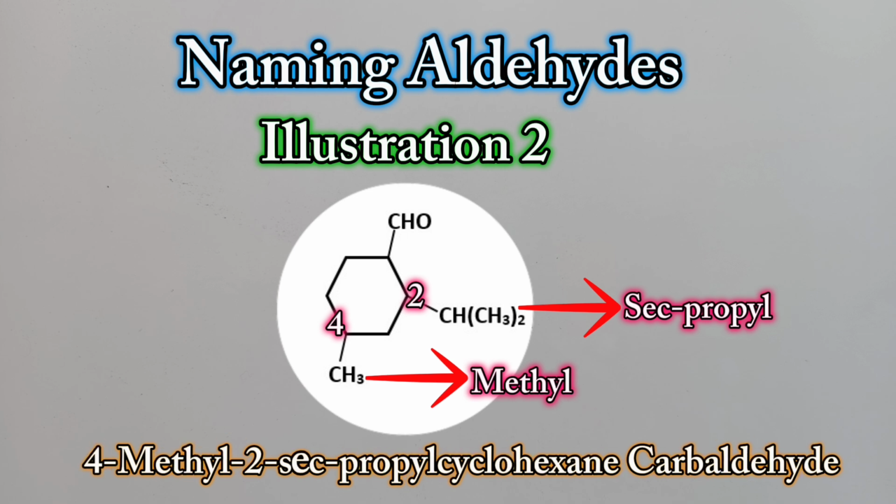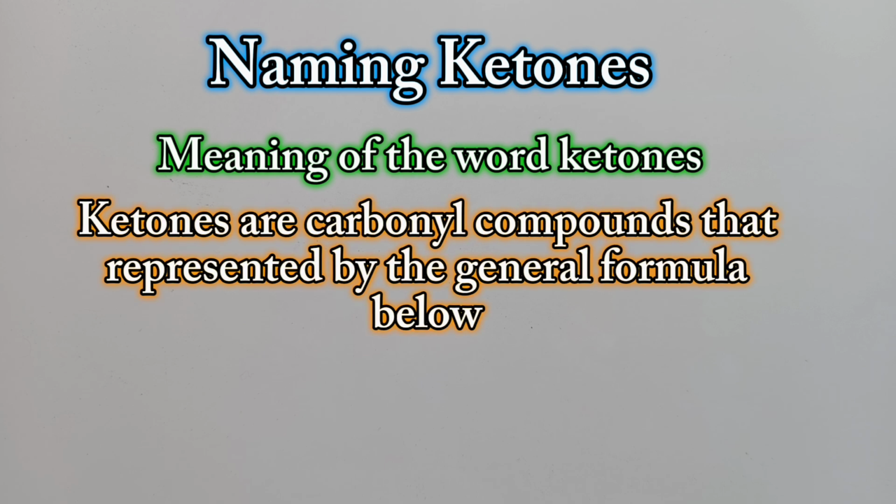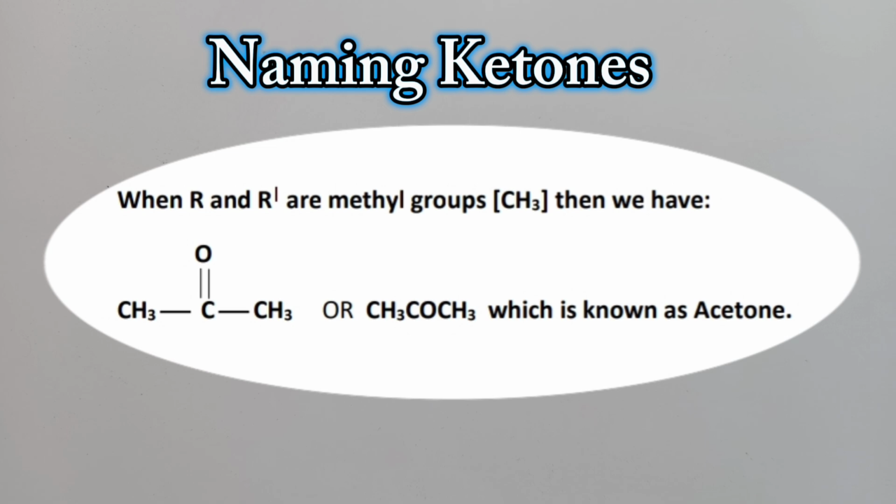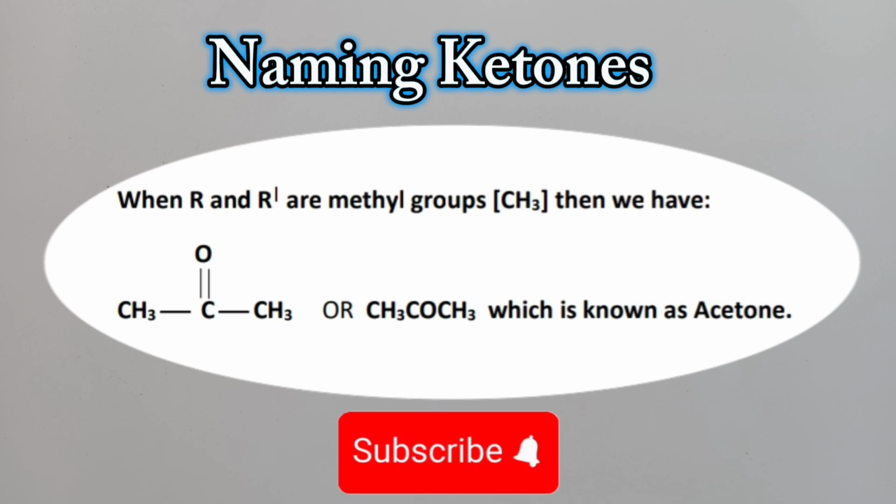Let us go to the second part of our presentation, which is nomenclature of ketones. First and foremost, what are ketones? Ketones are represented by the general formula displayed there, and in this case, R stands for strictly alkyl groups, or for that case, aryl groups. If R is a methyl group, then we have the ketone displayed there, whose common name is acetone. However, we do not concern ourselves with the name acetone, but rather with the correct scientifically accepted way of naming ketones. How are ketones named?